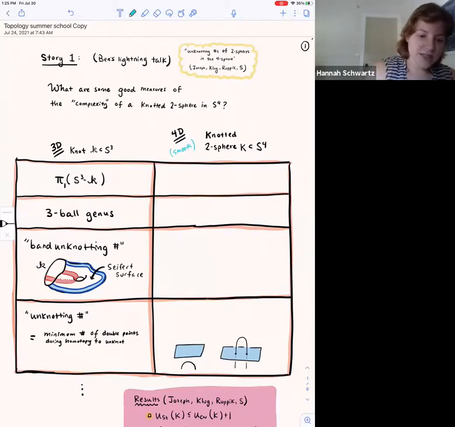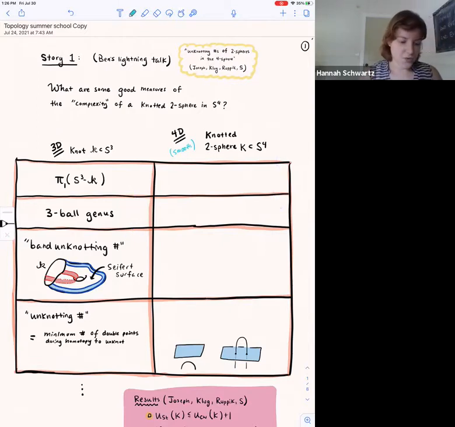To give us a feel for some good measures of complexity of two spheres in S4, I wanted to first think in 3D: what are some good measures that we have had for a while for regular knots in S3? Then we'll jump over and see how well, or maybe how not so well, they work for knotted spheres in S4. I have some things you'll probably recognize in this column, and we'll fill this in together as we go.